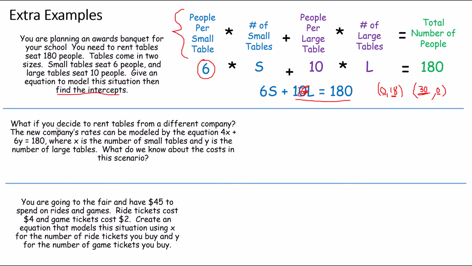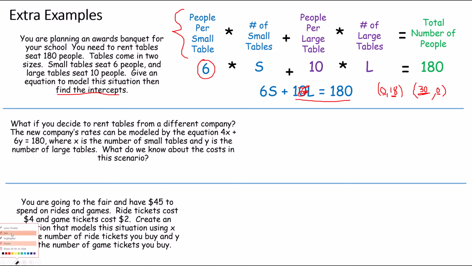Take a look at this one. What if you decide to rent tables from a different company? The new company's rates can be modeled by the equation 4x plus 6y equals 180. Notice this time we're talking about the company's rates, not the number of people that sit at the tables. It says x is the number of small tables, y is the number of large tables. What do we know about the costs?